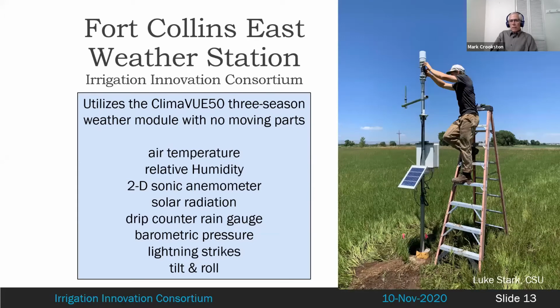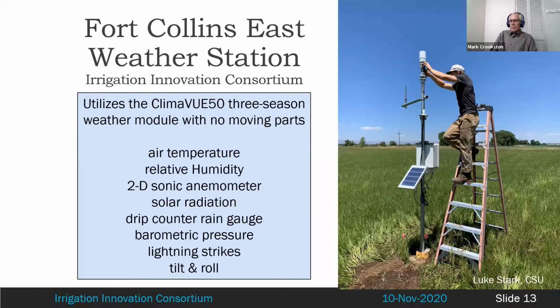So this is the Fort Collins East Weather Station at the consortium. It used a ClimaVue 50 from Campbell Scientific. It was provided to meet the reference data needs for the controllers that were utilizing on-site sensors. It's very compact. It has no moving parts, so there's very low maintenance or service requirement. Yet it provides weather parameters and accuracy very comparable to more traditional ET networks.